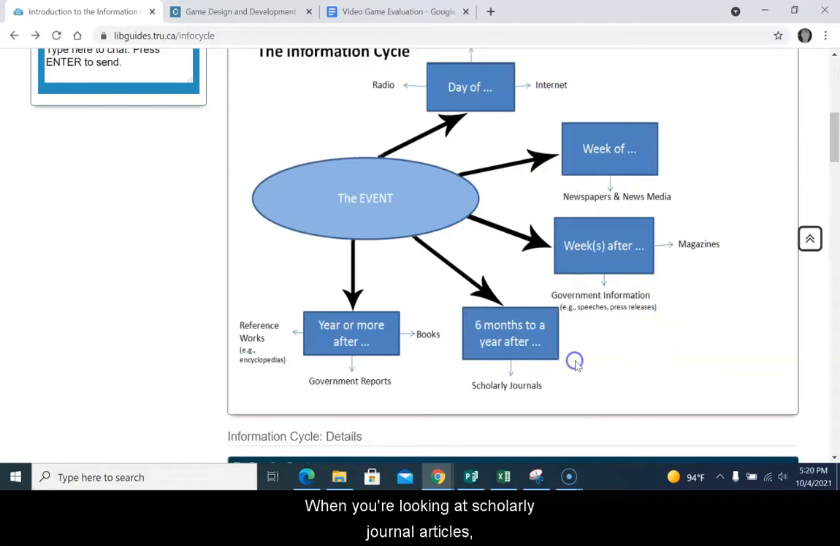When you're looking at scholarly journal articles and books and reference works, if you're looking for those things online, oftentimes you will run into a paywall. You won't be able to access the information for free. But when you use the library databases, because you've paid tuition to GCC, you have access to all of the information in the library databases.